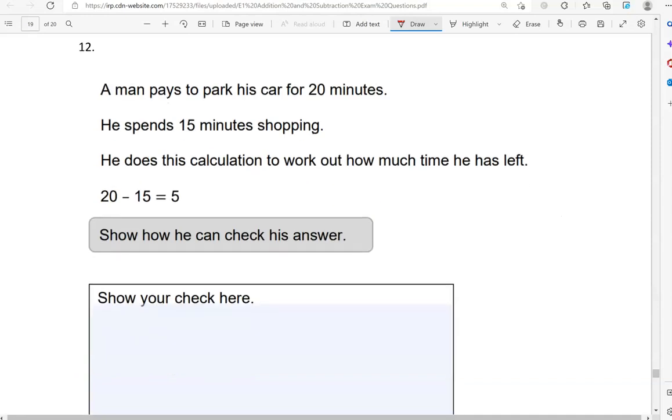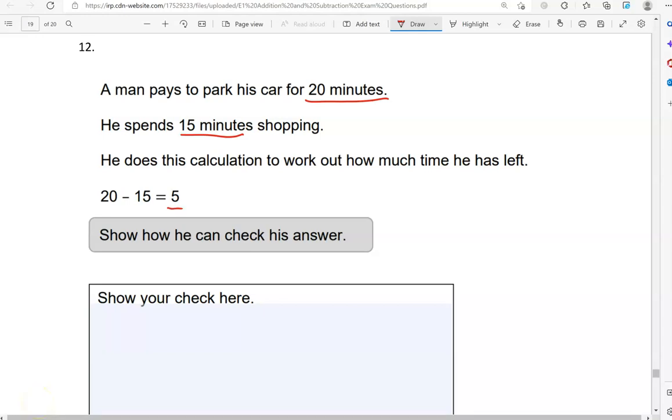A man pays to park his car for 20 minutes. He spends 15 minutes shopping from the 20 that he's got. He does this calculation to work out how much time he has left. 20 take away 15 equals 5. Show how he can check his answer. Show your check here.